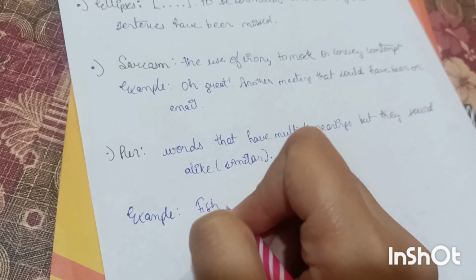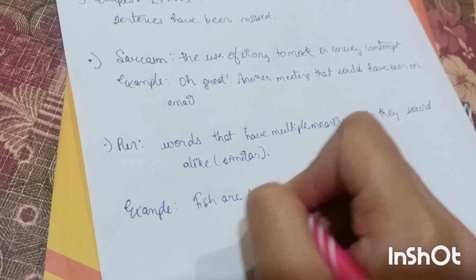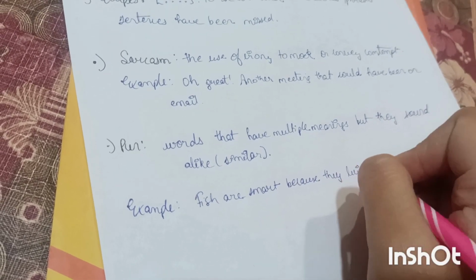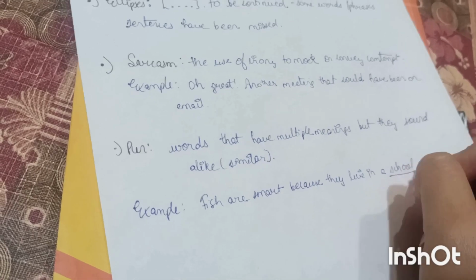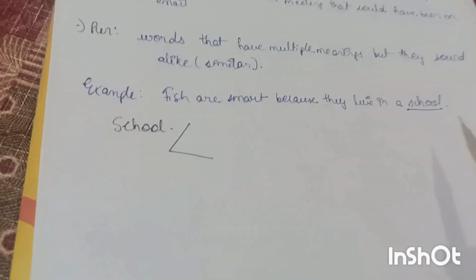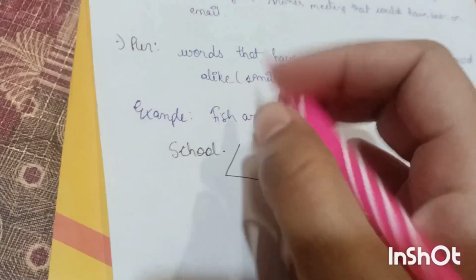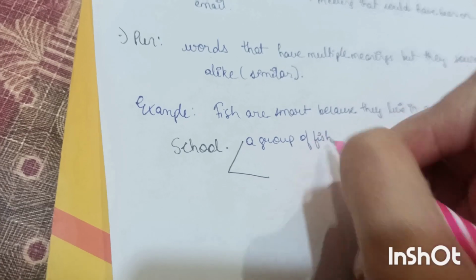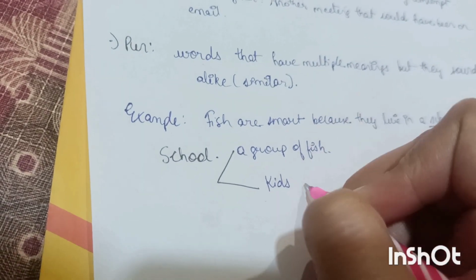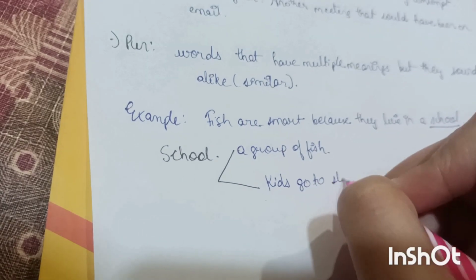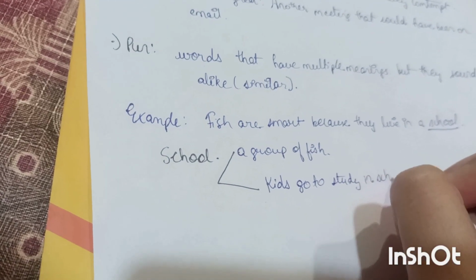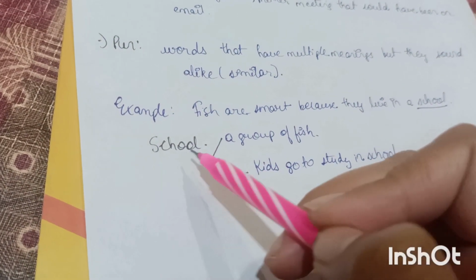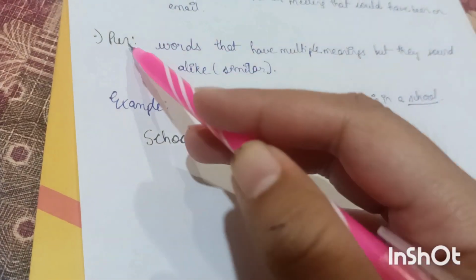So the example is: fish are smart because they live in a school, okay? So over here you can see the word school has two meanings. The first one is that a group of fish is also called a school, okay? And kids go to study in school, okay? So you can see that school has two meanings over here but the sound is similar, okay? So this will come as an example of pun.